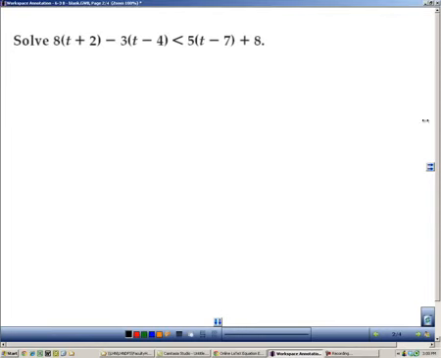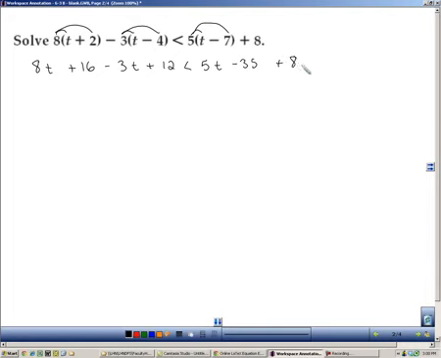Here's another inequality using the distributive property. I'll get rid of the parentheses by distributing the 8. 8t plus 16. Distributing the -3. -3t plus 12. Distributing the 5. 5t minus 35, and then plus 8 on the end.